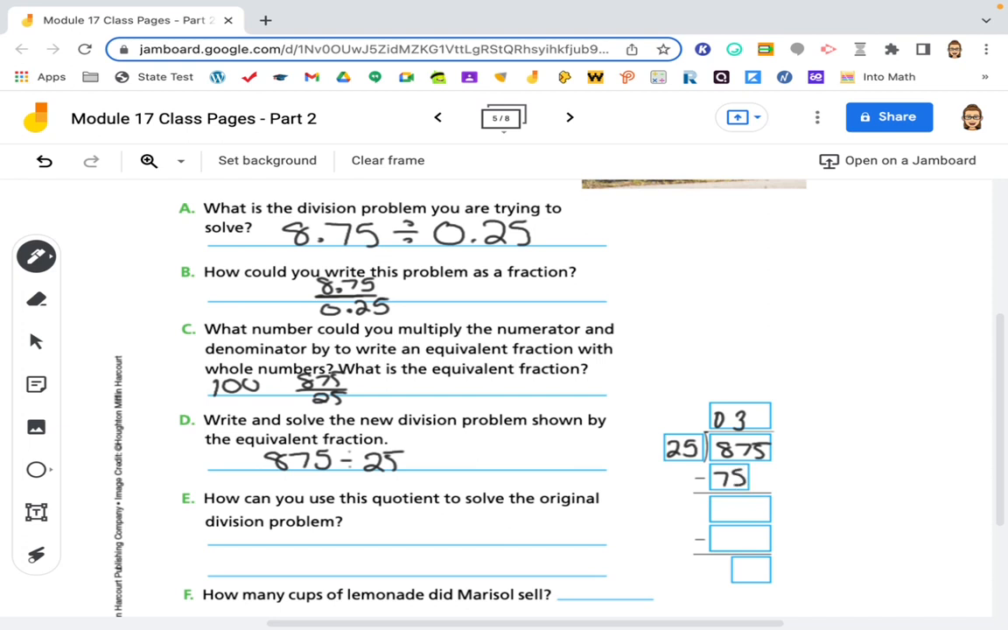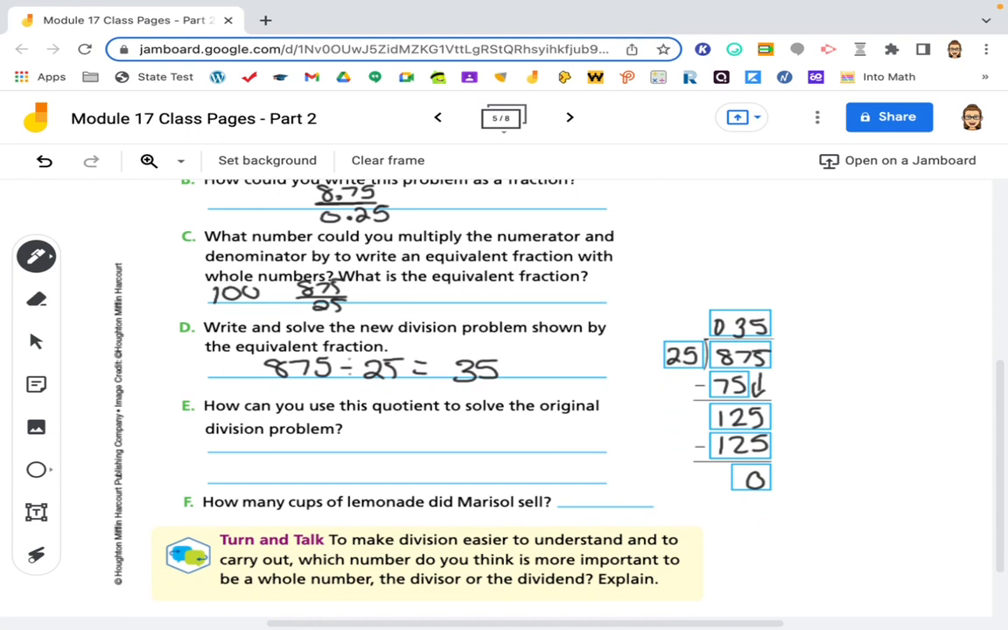We subtract and we get 12. Then we bring down the 5. 25 goes into 125 5 times. So 5 times 25 is 125. We subtract, we get 0. So we get an answer of 35.